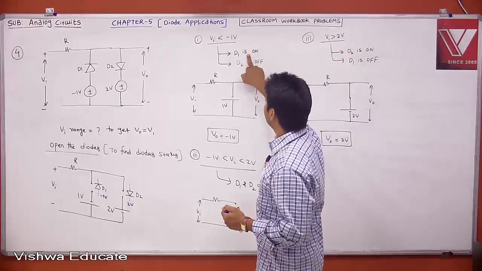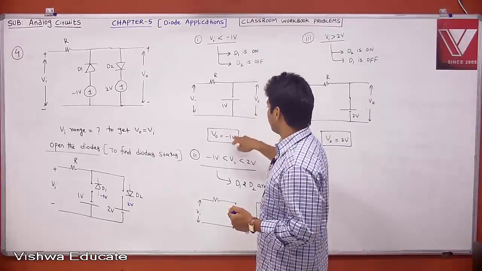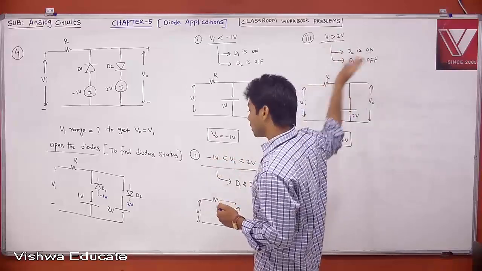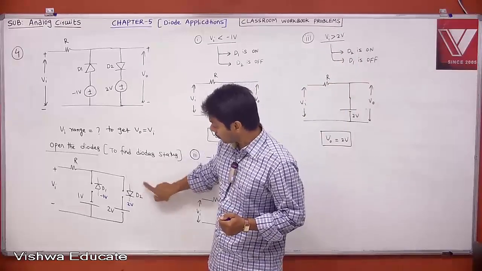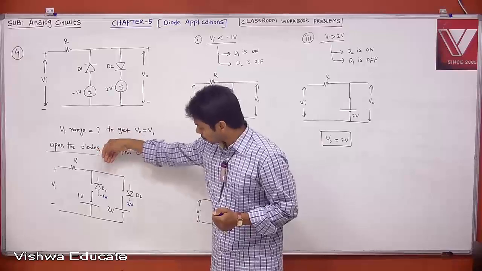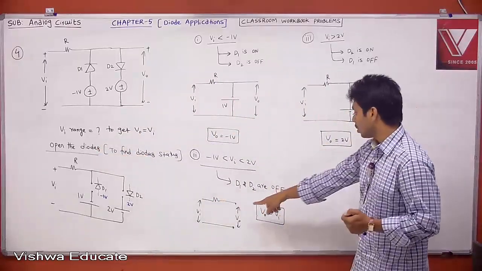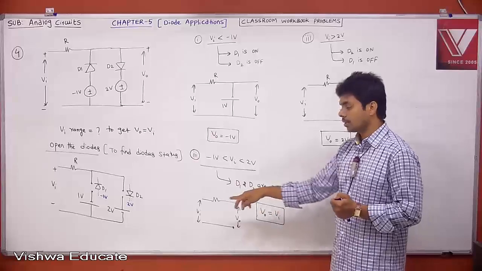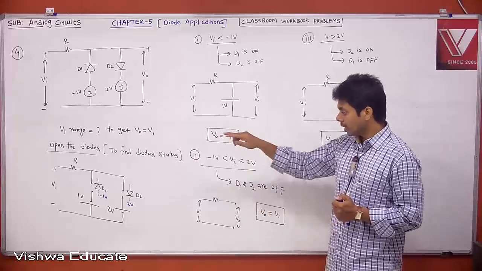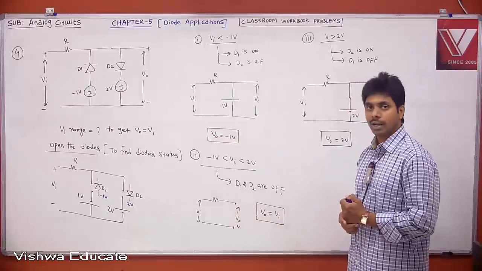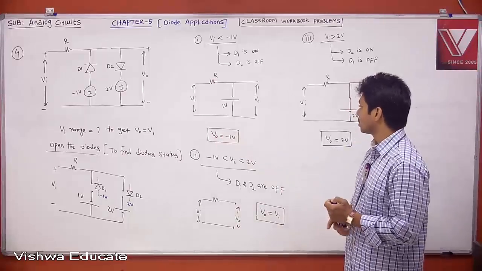Then D1 is on. When D1 is on, your V0 will be minus 1. But in between minus 1 to 2, both will be off, because only when Vi is greater than 2 will D2 be on. When both are off, no D1, no D2 means no control, so simply your V0 is tracking your Vi. Okay, now this is what it is.